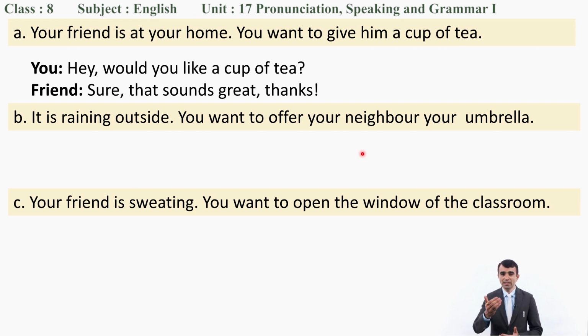Okay, that way you can make an offer and respond to the offer, you and your friend. Next one, B. It is raining outside. You want to offer your neighbor your umbrella. Okay, now you and your neighbor, one person takes the role of yourself and another person takes the role of neighbor. Okay, now let's listen to your friends speaking.